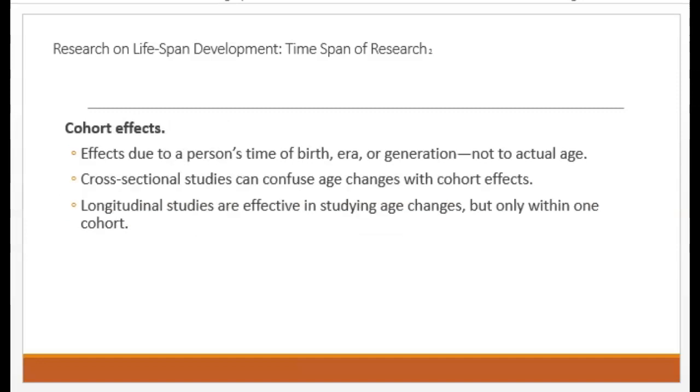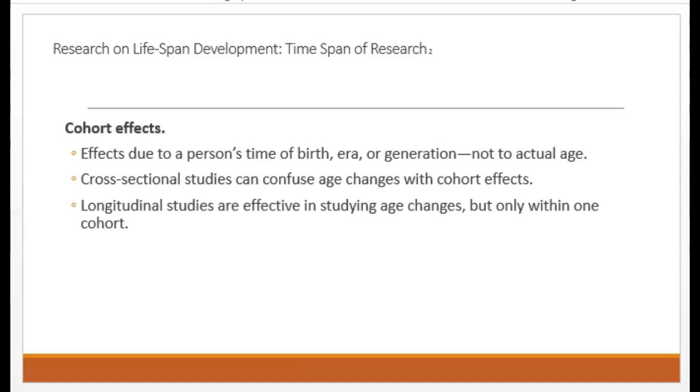A group of people who are born at a similar point in history and share similar experiences as a result is called a cohort. Baby boomers, Gen X, and millennials are examples of cohorts. If you're using a cross-sectional approach, you have to be careful not to confuse age changes with cohort effects.